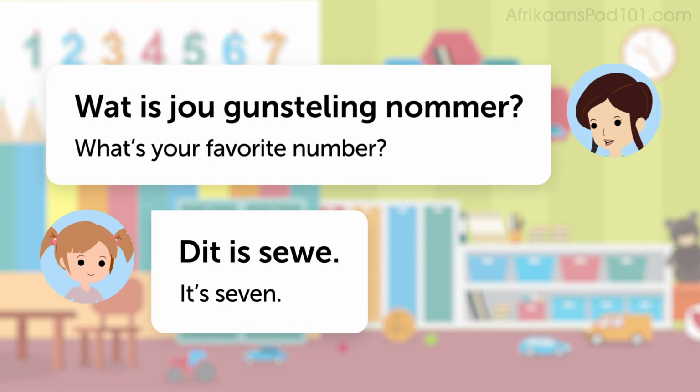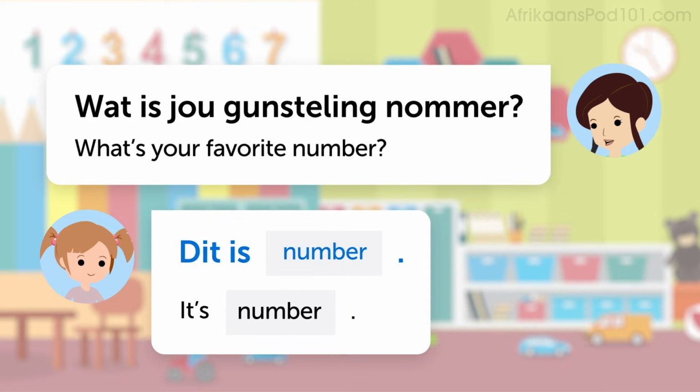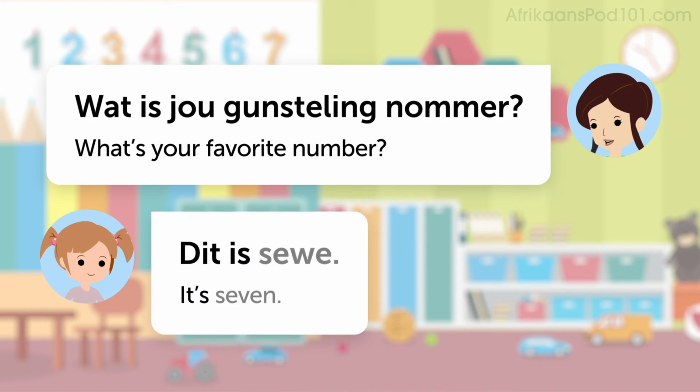Now, how do you answer this question? The pattern is Dit is number. It's number. For example, it's 7. Dit is 7.